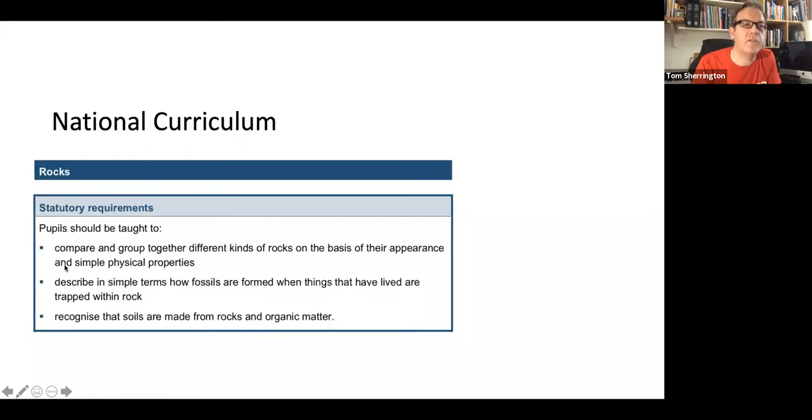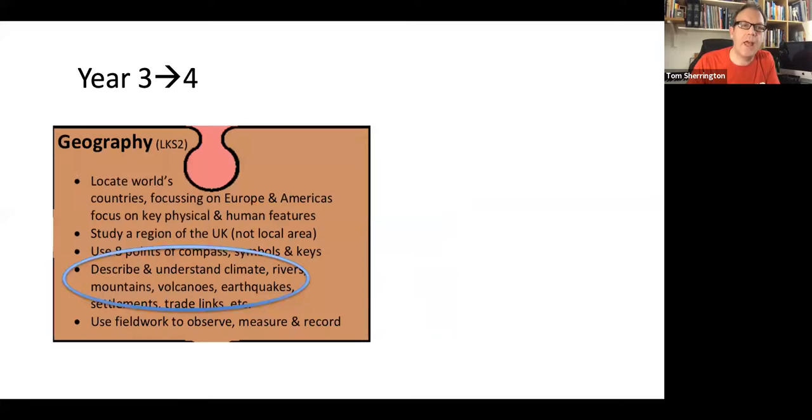The national curriculum says people should be taught to compare and group different types of rocks, describe how fossils are formed, and recognize that rocks and organic matter make soil. That can sound pretty dry if you're not a specialist or you don't know much about it. You might think, well, what's all that about? But I think it's fantastic. These sort of jigsaw things come from Michael Tidd. When the national curriculum came out, I think in 2013, he made these jigsaws, which I find very useful.